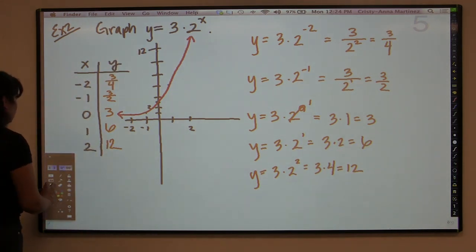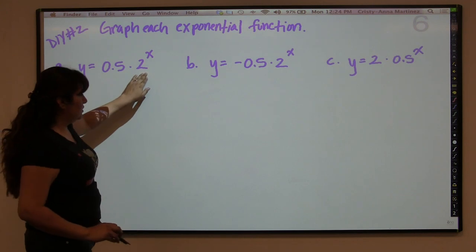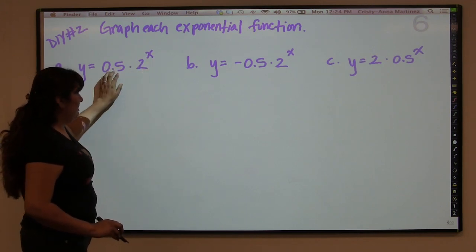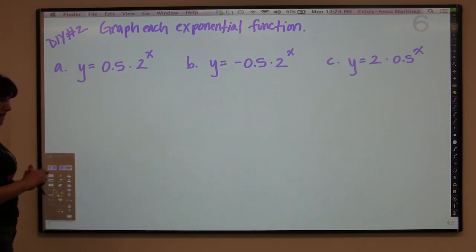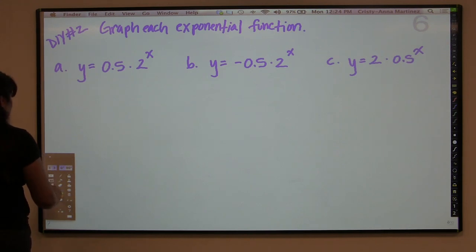And so now you can try these graphs on your own. Remember that you don't want to go 0.5 times 2. You want to evaluate this first and then multiply by 0.5. And again, you can choose your x values, but make sure that you have negatives, 0, and positive. And once you've done that, then you will have completed the lesson for today.